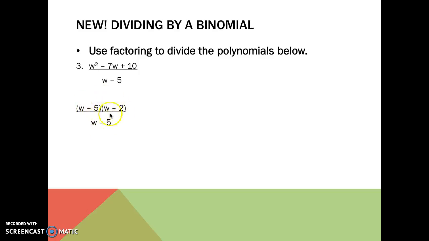Well, we can see here that this is multiplying, so we don't have to take each one divided by w minus 5. Instead, we can cancel out like terms. In this case, we're going to cancel out that w minus 5 on top and the w minus 5 on the bottom, and we're left with w minus 2 as our answer. Now go ahead and try number 4 on your own. Here's the answer to number 4.